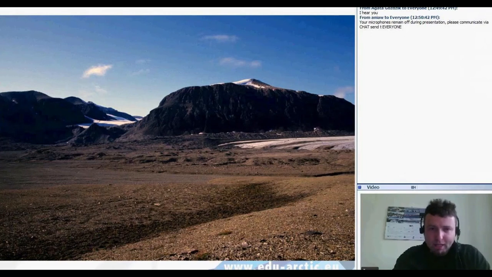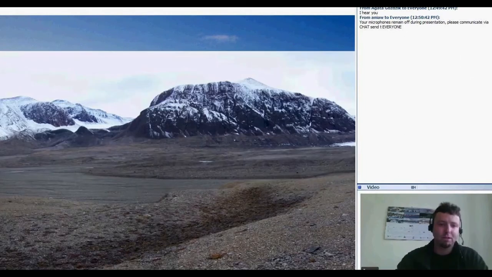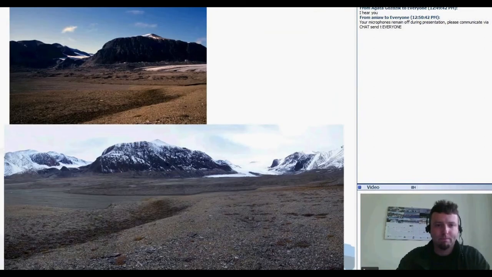That's a picture from 1985. And that's my picture from 2010. As you can see, this glacier moved back, retreated some 800 meters. Yeah, same.